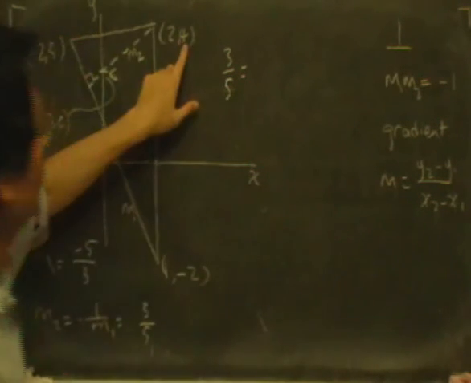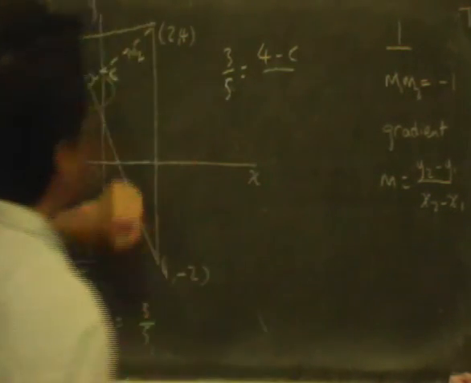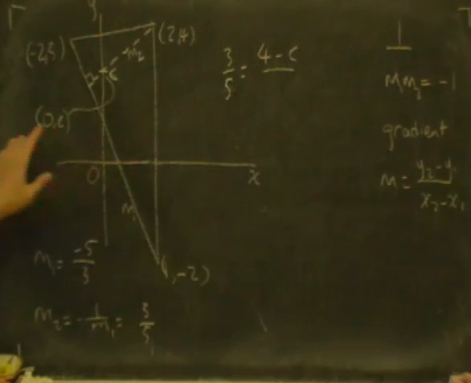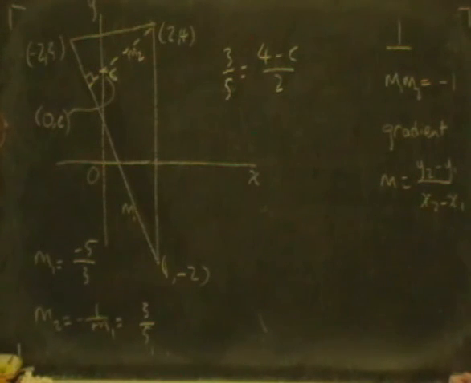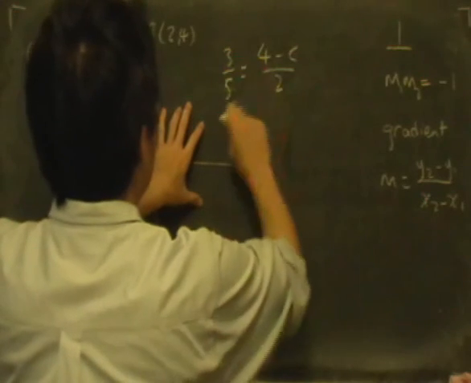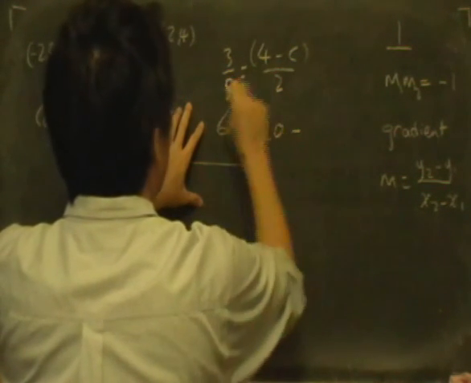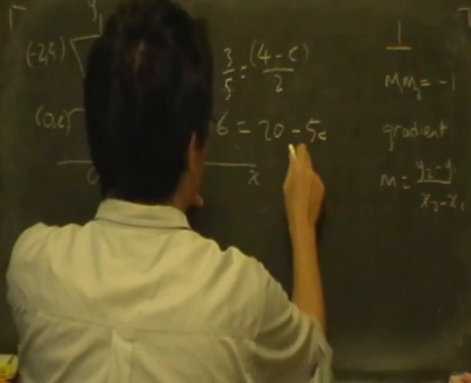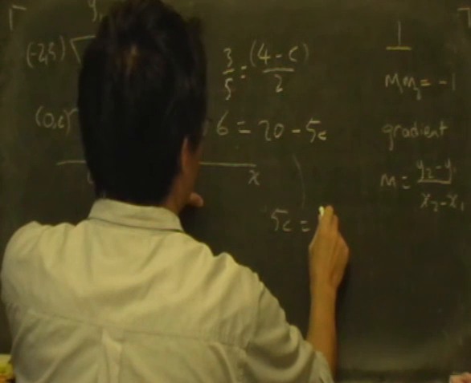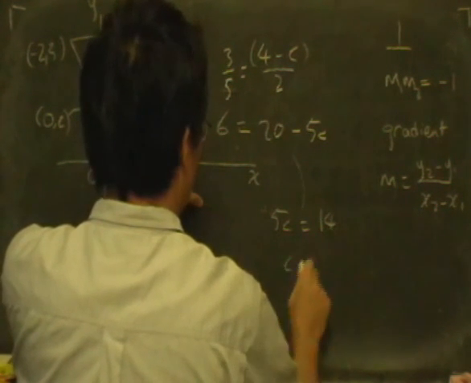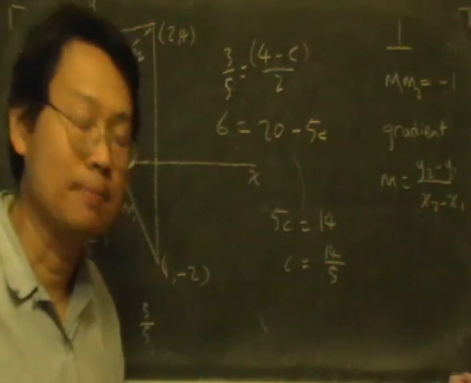So using that formula, I have y2 minus y1, which is 4 minus c, divided by x2 minus x1, which is 2 minus 0. And now I have an equation that I can solve. So let's do it. Cross multiply. 2 times 3, 6. 5 times this lot, so I get 5 times 4, 20, and 5 times c, 5c. Okay, so let's continue down here. 5c bring over to the left, 6 bring over here to give 14. So therefore c is equal to 14 over 5. So now we have the answer. We'll stop here.